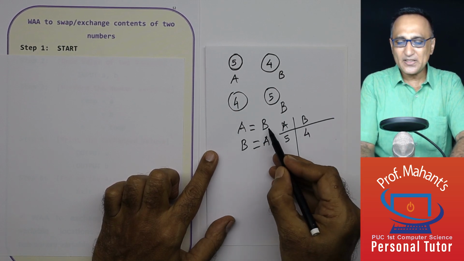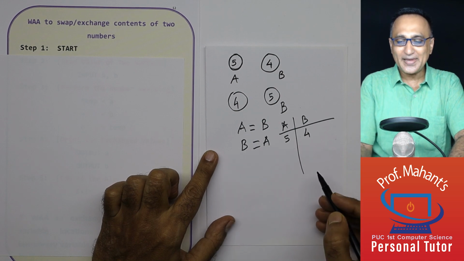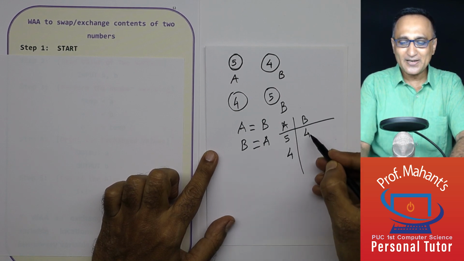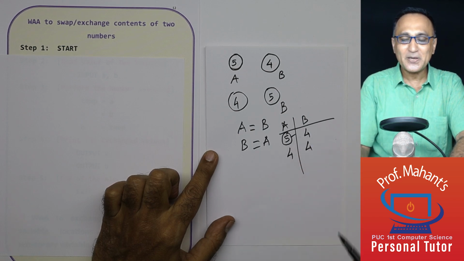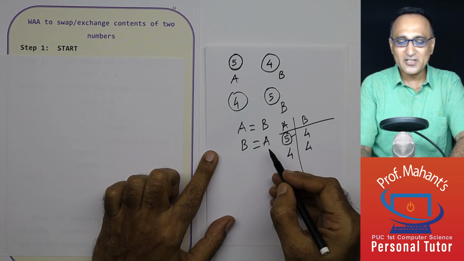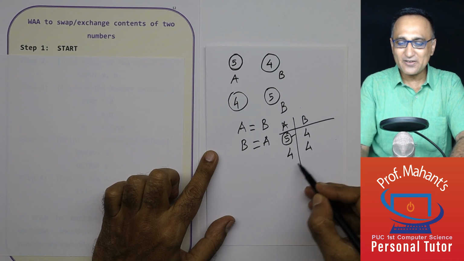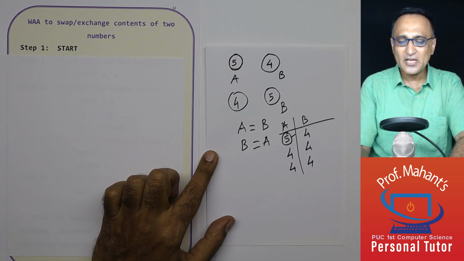In step number 1, the value of B is being copied to A. So this fellow becomes 4, this fellow also becomes 4. Now you have lost the value of A, so you cannot exchange it. When you do the next step, again B is given back the value of A, which is already 4.